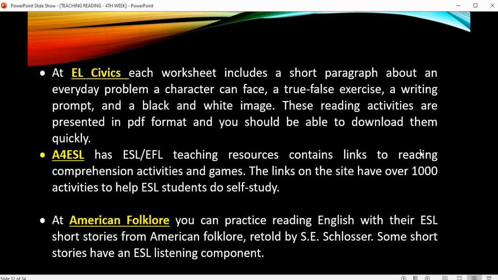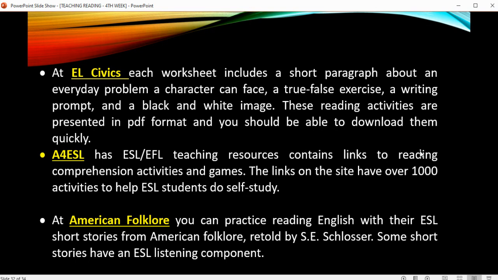Another one is the A4 ESL. So you can find here again resources, ESL or EFL teaching resources, containing links to reading comprehension activities and games. The links on this site have over 1,000 activities to help ESL students to do self-study. This is so important to promote self-study in our students.